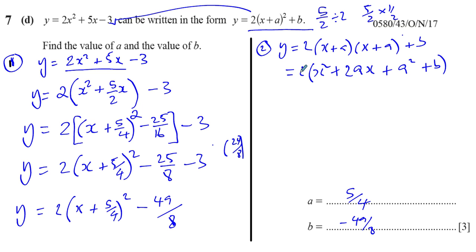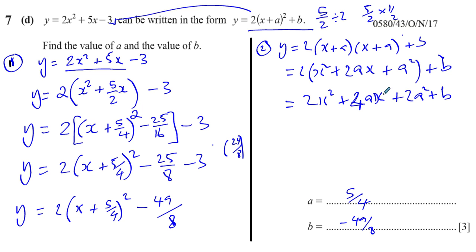Sorry, what am I doing? Forget that plus b. It's 2 times (x plus a) squared. Sorry about that. That's x squared plus 2ax plus a squared. Then you've got your plus b at the end, of course, the b is not multiplied by the 2. All right, so now you're going to expand this. You'll have 2x squared plus 4ax plus 2a squared plus b.